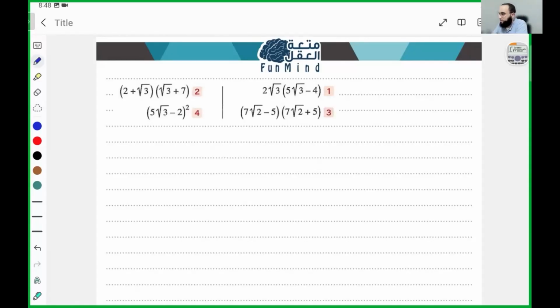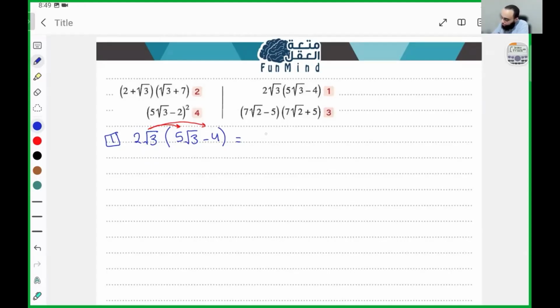Let's look at this. Raise your hand if you want to answer. Number 1: 2 root 3, bracket 5 root 3 minus 4. Which property can you apply? This is associative. No, it's the distributive property. Yes. Right now, Faris, it's better to distribute, because if you try to subtract the numbers inside the bracket, you can't, because they have different roots. So you have to distribute the number outside the bracket over the numbers inside the bracket.